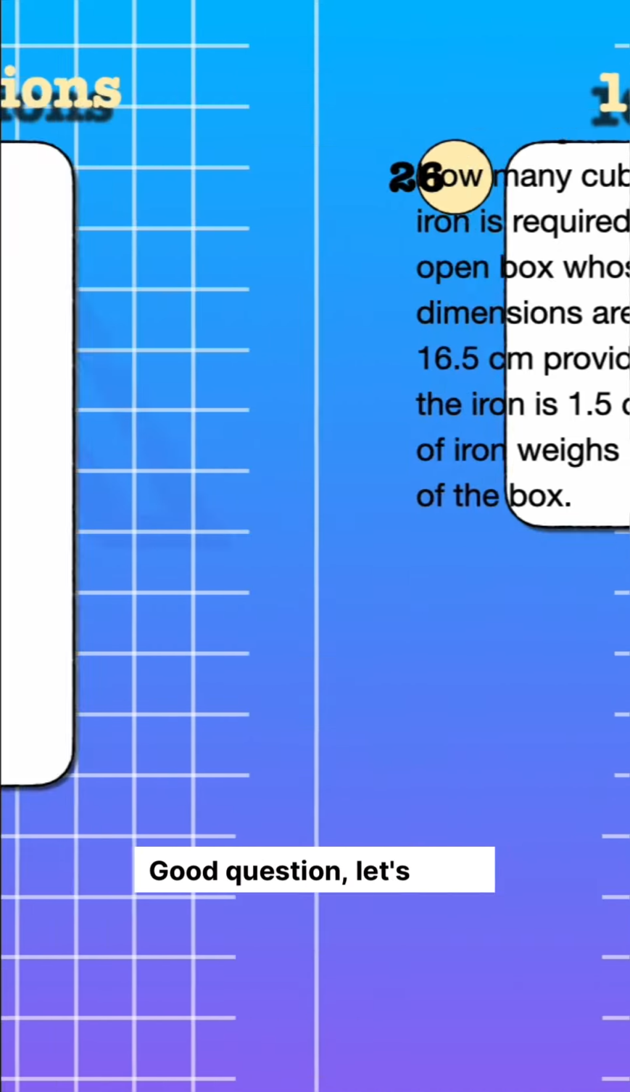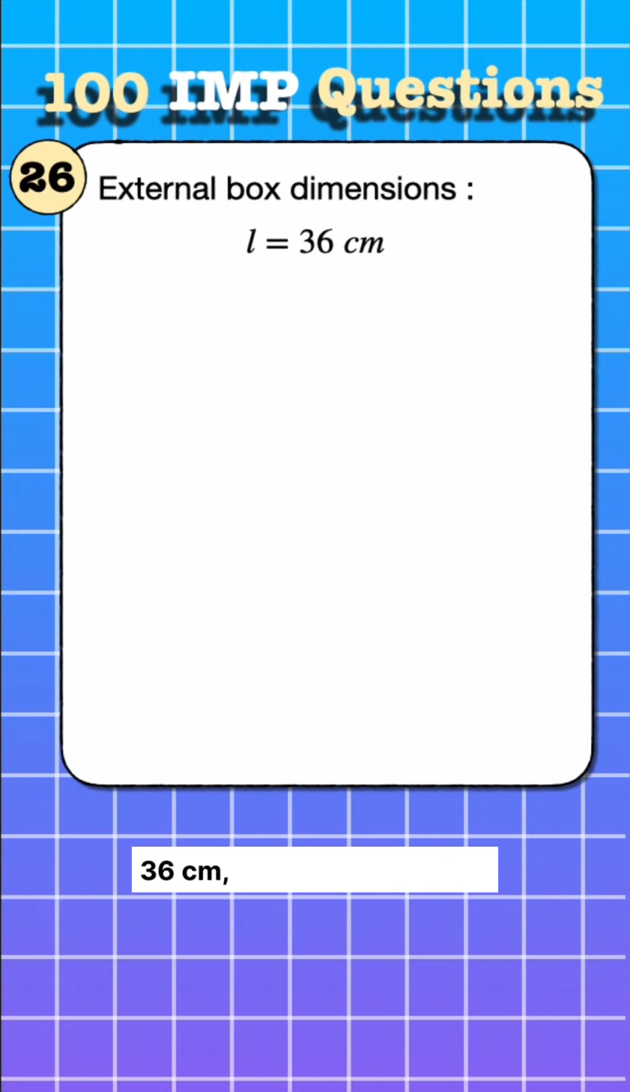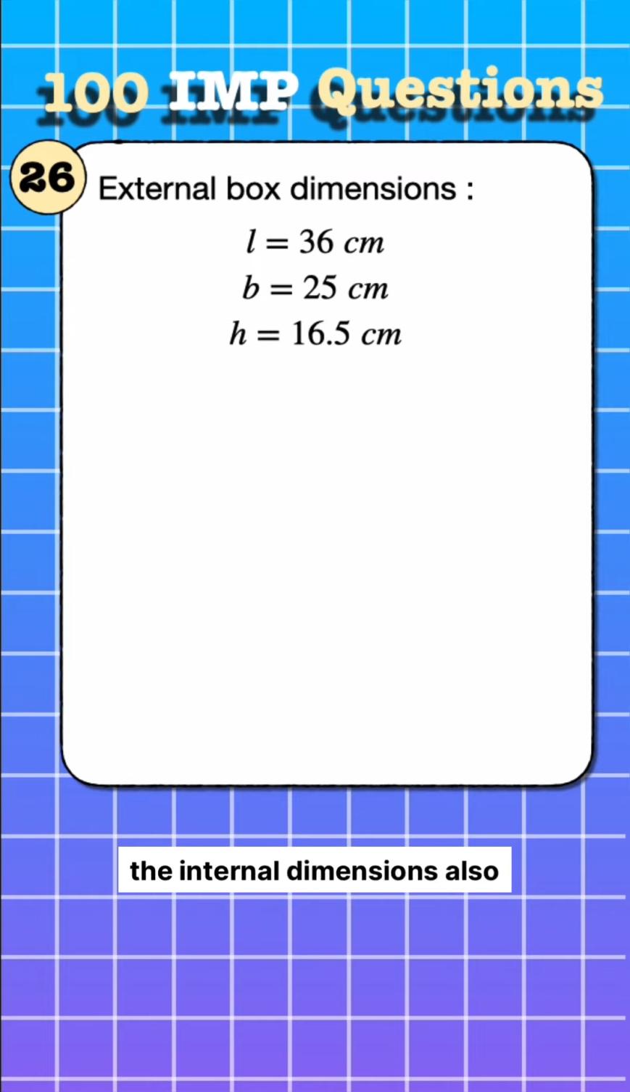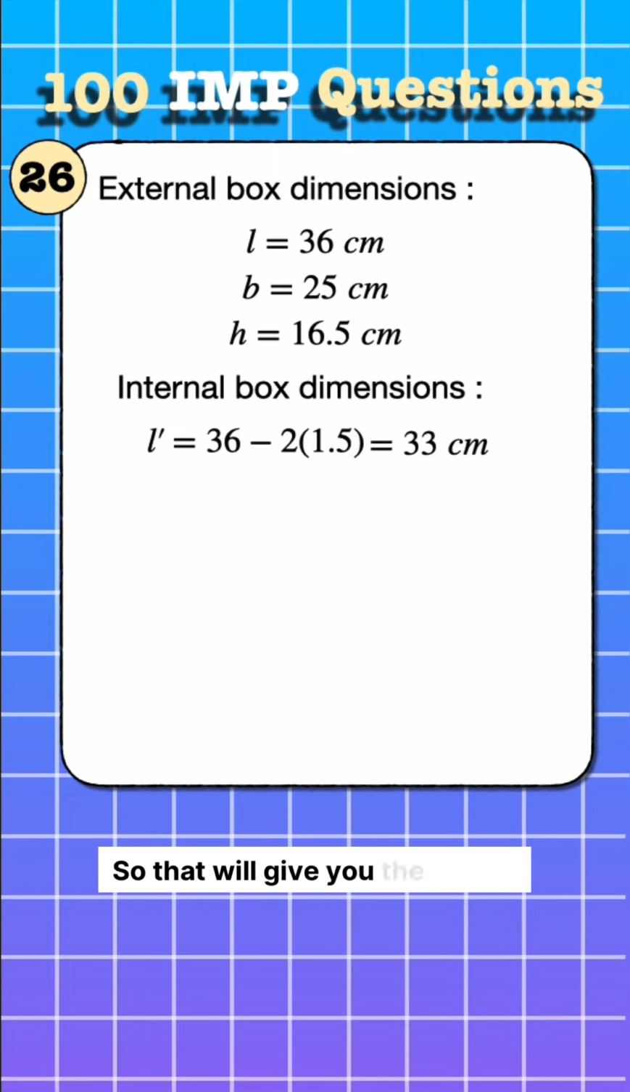Good question. Let's start. So external box dimensions are given to you: 36 cm, 25 cm and 16.5 cm. Now we have to calculate the internal dimensions also because there is a thickness. So from the length we can subtract twice the thickness, right? One from the right side, one from the left side. So the internal length of the box will be 33 cm.